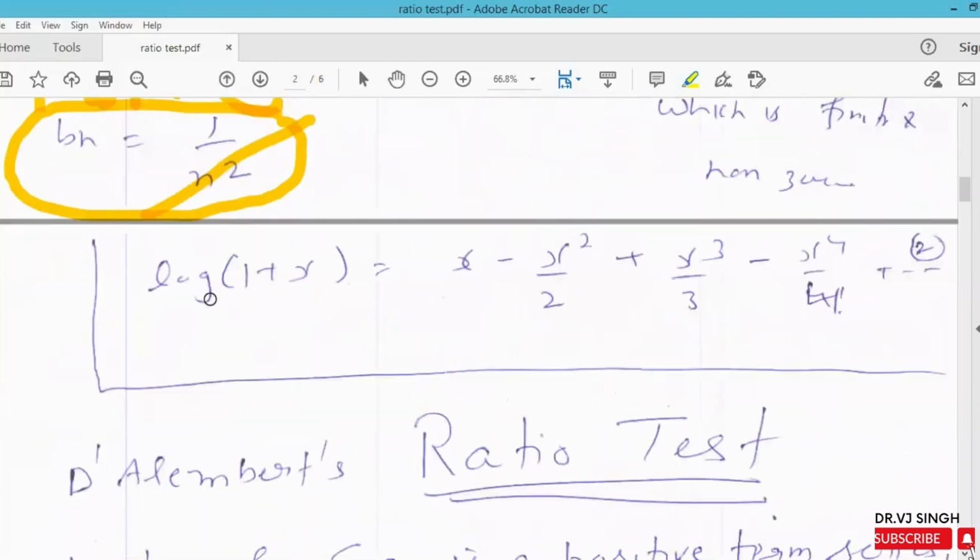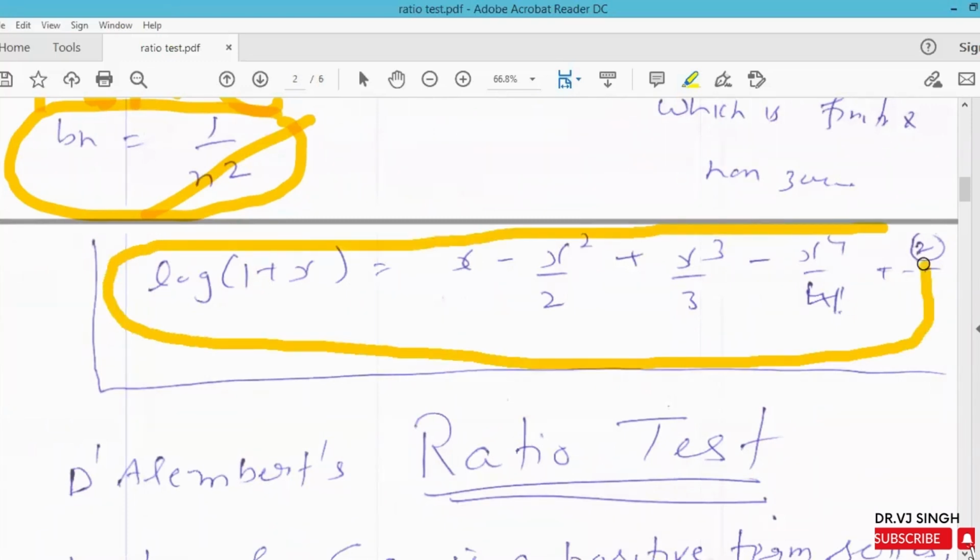Now please note down this formula also, log 1 plus x. I will give one question related to log, in which we also apply this formula. So what is the log 1 plus x formula? x minus x square by 2, not factorial, only 2, alternate term, plus x cube by 3 minus x to the 4 by 4. Next will be x to the 5 by 5. So this is the formula for log 1 plus x. Whatever is written here, then power, cube and so on.